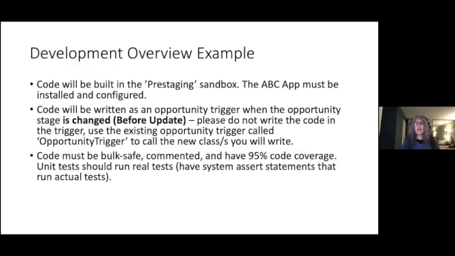So here's an example of a development overview, right? The code will be built in the pre-staging sandbox. The ABC app must be installed and configured. Code will be written as an opportunity trigger when the opportunity stage is changed, before update. Please do not write the code in the trigger. Use the existing opportunity trigger called opportunity trigger to call the new classes that you will write. Code must be bulk safe, commented, and have 95% code coverage. Unit tests should run real tests, with system assert statements that run actual tests.